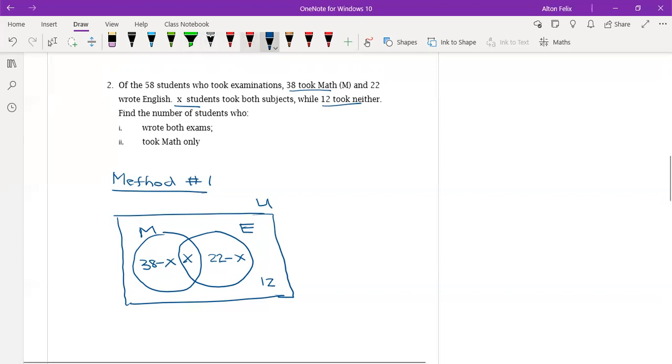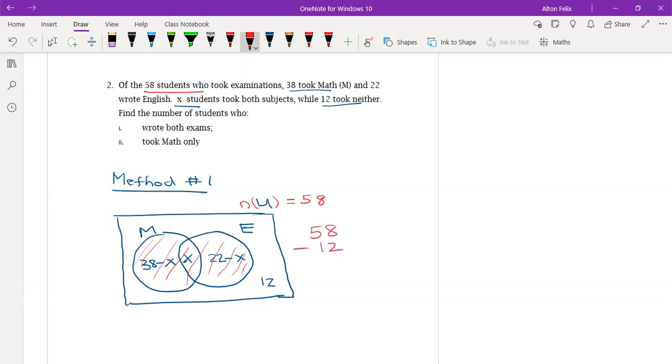Now, let's recognize that 58 students wrote the exam. So it means that the number of students in my universal set is 58. Out of the 58, 12 do neither. So it means that within this entire circle here, 46 students will be accounted for. How did I get 46? 58 minus 12 will give me 46. And that is what we can work with now when we set up our equation to find the value of X, which is the number of students who wrote both exams.